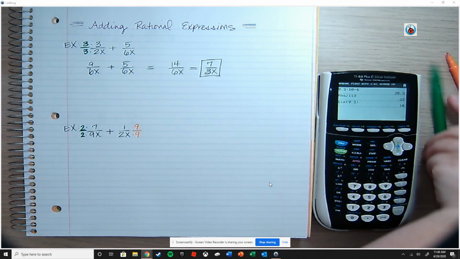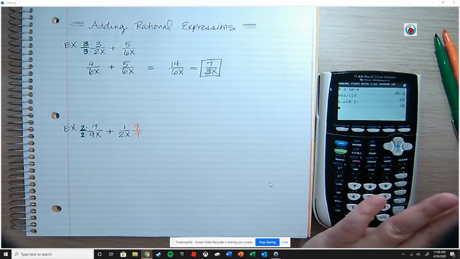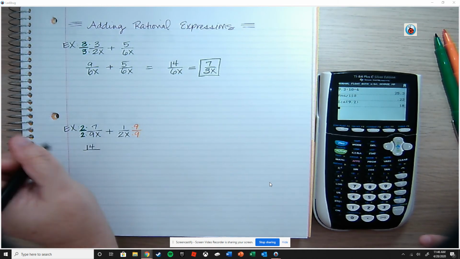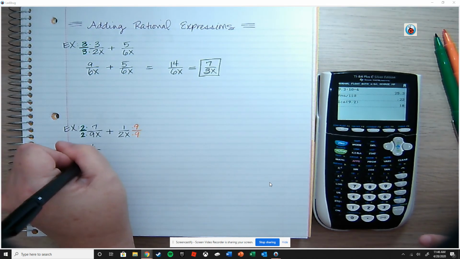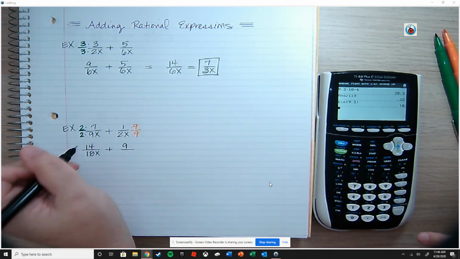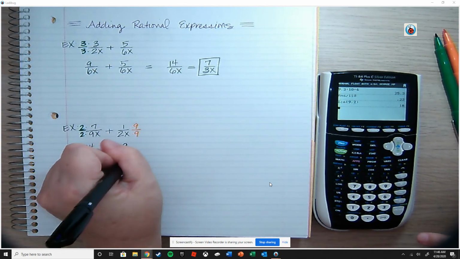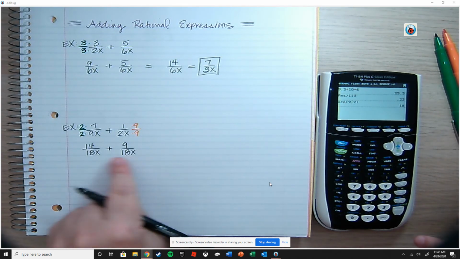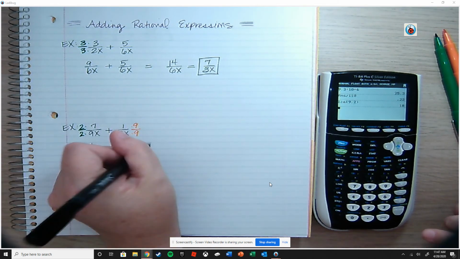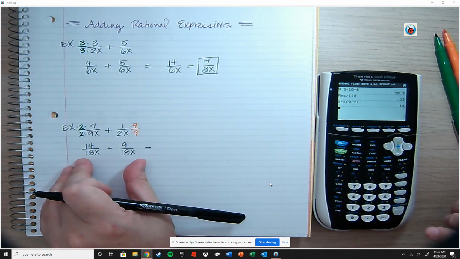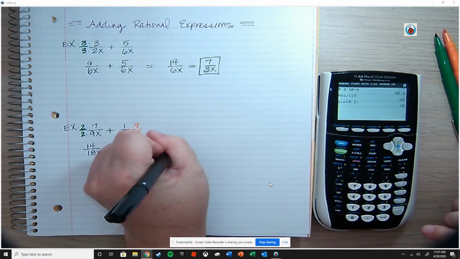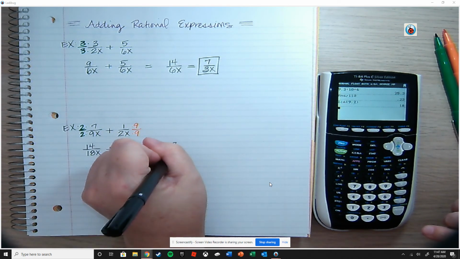Okay, so notice I did not multiply by the exact same thing. But here's what happens. 2 times 7, 14. 2 times 9x, 18x, plus 1 times 9, 9. 2x times 9, 18x. So notice my denominators now match. All right. And then just like the last problem, in order to add these, I'll add the numerators only. Well, 14 plus 9, that is 23 over 18x.